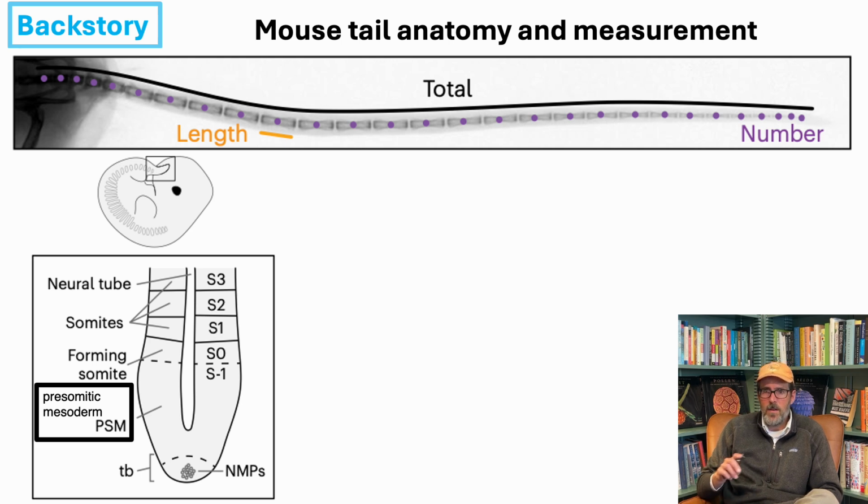You see that dashed line between S-1 and S0. That's right at the border of the somite development. There would be thousands of cells in each of the somites, but there is a boundary that is created that then leads to different vertebrae in the tail. The presomitic tissue is being controlled, in a way you could say, by the NMPs, the neuromesodermal progenitor cells, which are that pocket of cells at the very bottom.